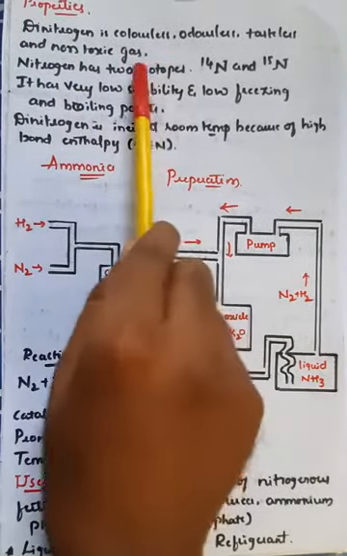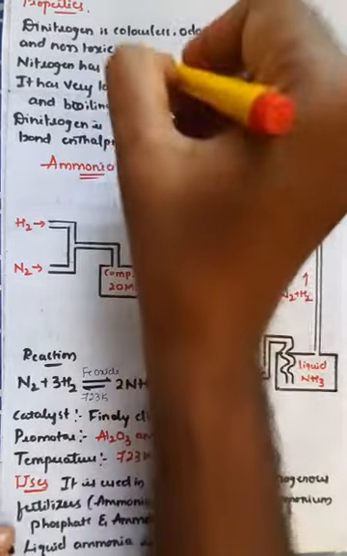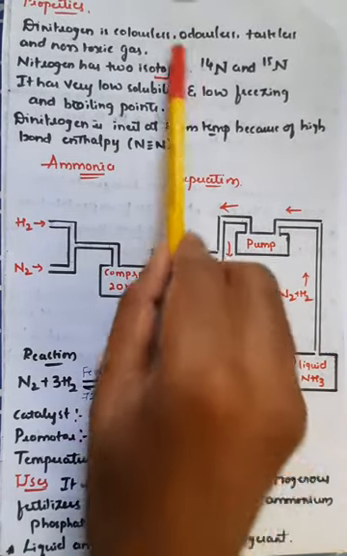And nitrogen has 2 isotopes. Substances or elements having the same atomic number but different mass number are generally called isotopes. So the elements having the same atomic number but a different mass number, which means the element can be present in more than one form, we call isotopes.